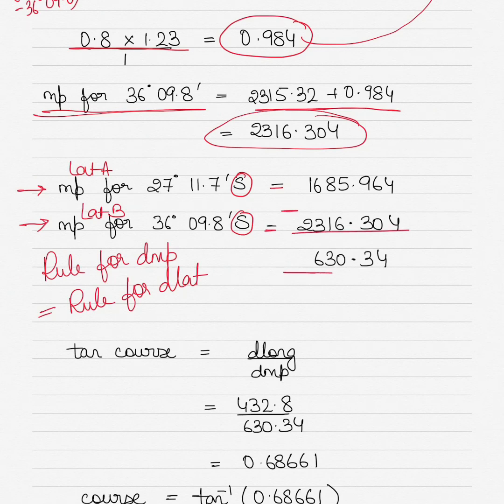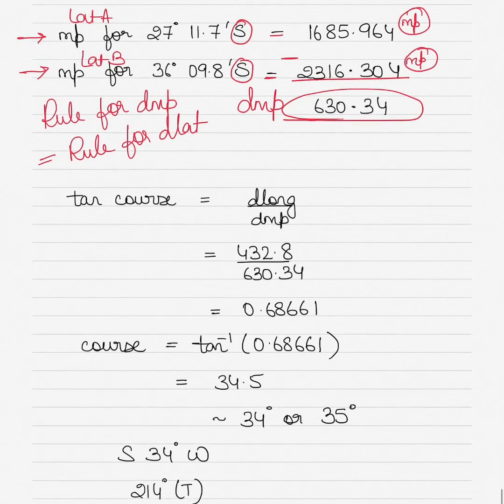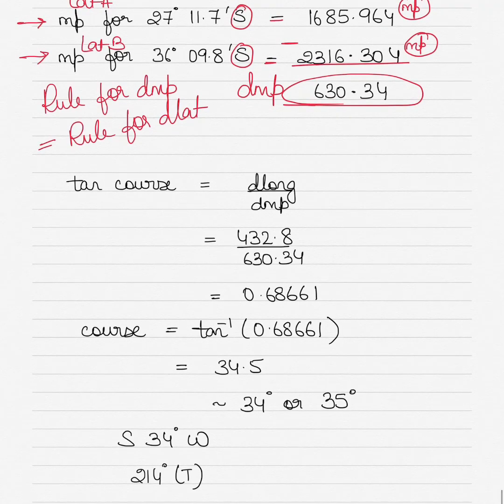DMP is not negative, and you will get 630.34. This is the DMP value. You have subtracted the MP value of latitude A from the MP value of latitude B. Alright, same rules as DLAT. So same names, you will subtract the MP values from one another. If they were different names, if one was north and the other was south, you would have added the two to get the DMP value.